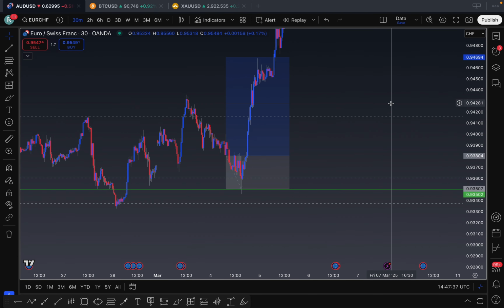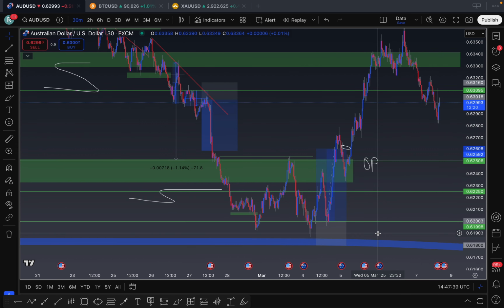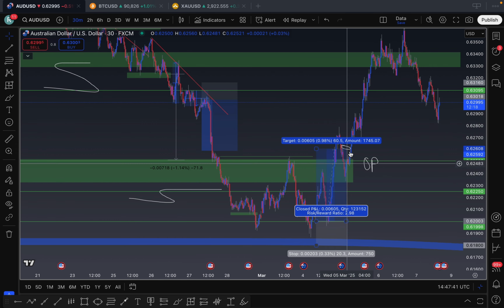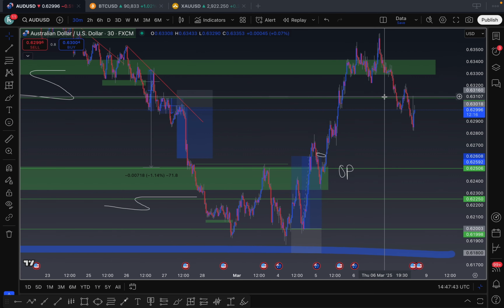Now for the AUD USD trade right here, you can see that the market just simply rocketed through to the upside right here into this 0.63 level right now.